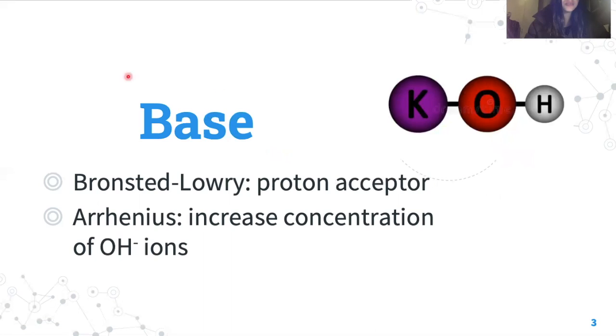A base can also be defined in two ways. According to Bronsted-Lowry, a base is a proton acceptor. According to Arrhenius, a base is a substance that, when dissolved in water, increases the concentration of hydroxide ions. An example of a base is potassium hydroxide.